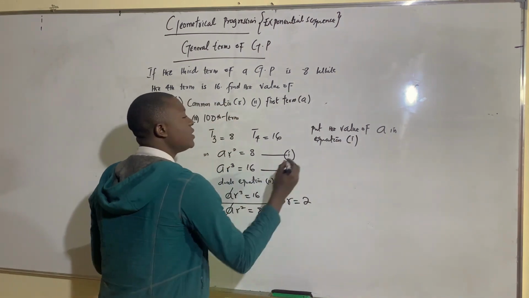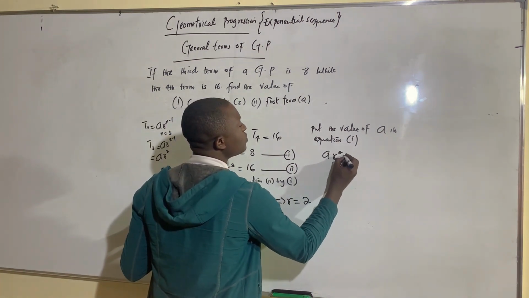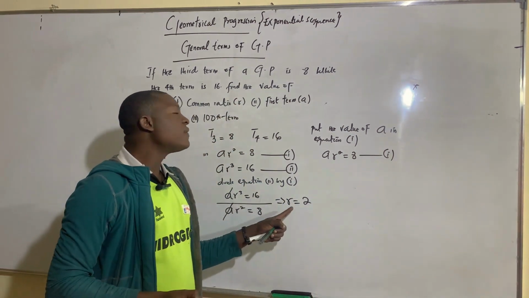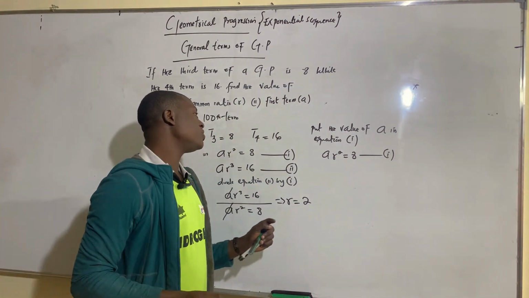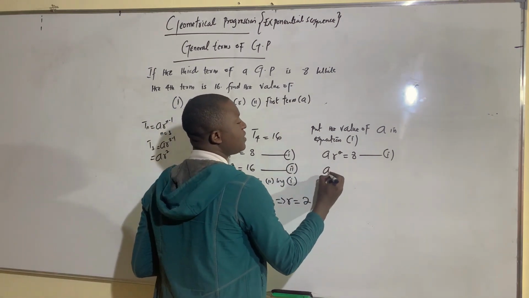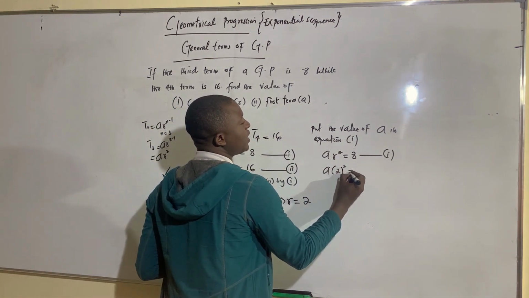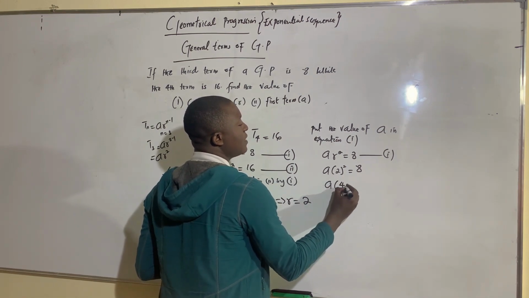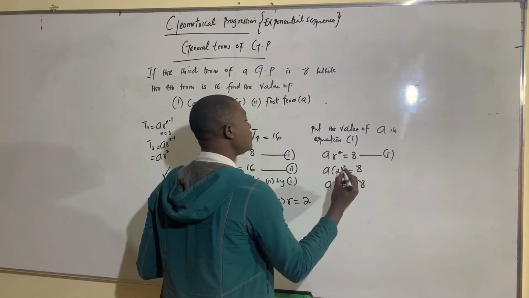So what do we have in equation 1? Equation 1 says that A R squared is equal to 8. Now, the value of R, we got the value of R to be 2. So let's substitute. That means that we have A times 2 squared equal to 8. So that means we are going to have A times 4 equal to 8.